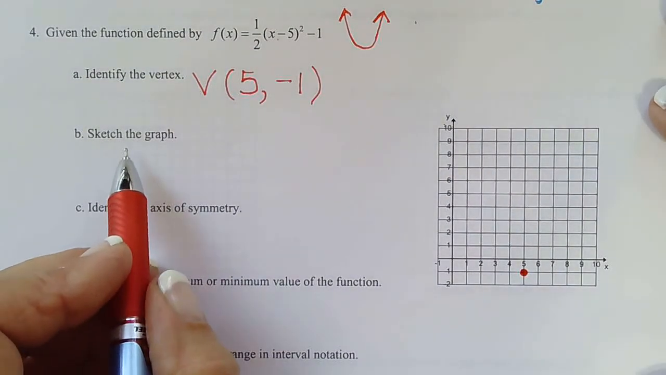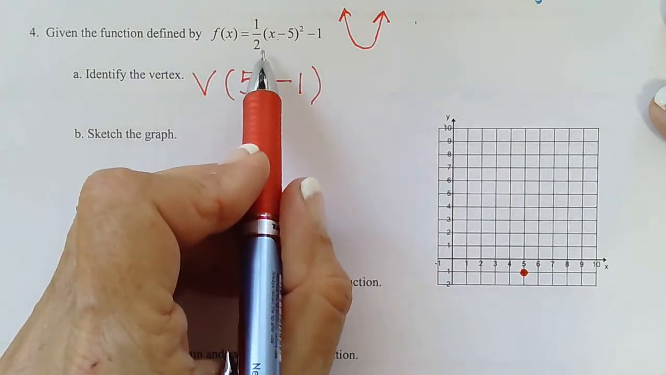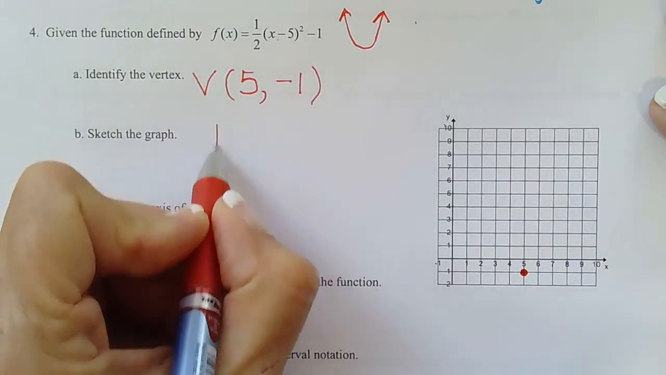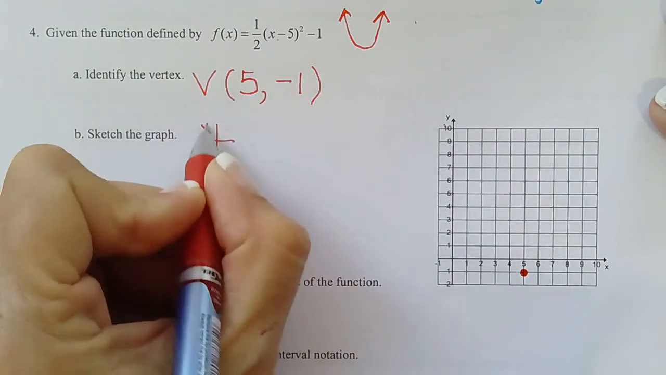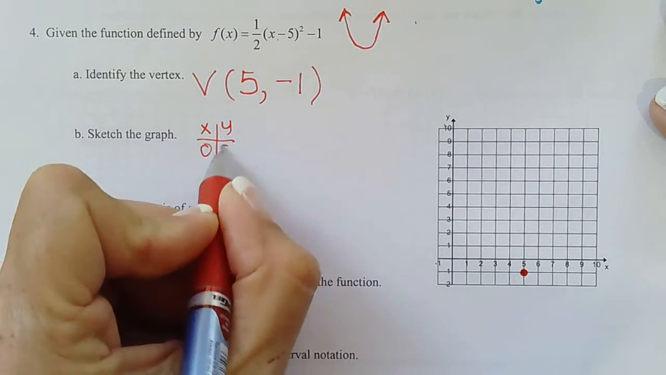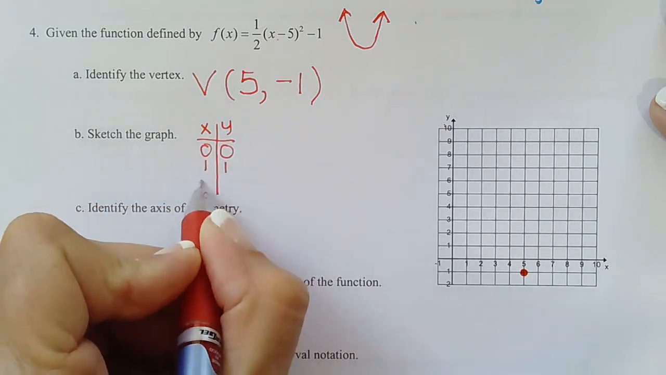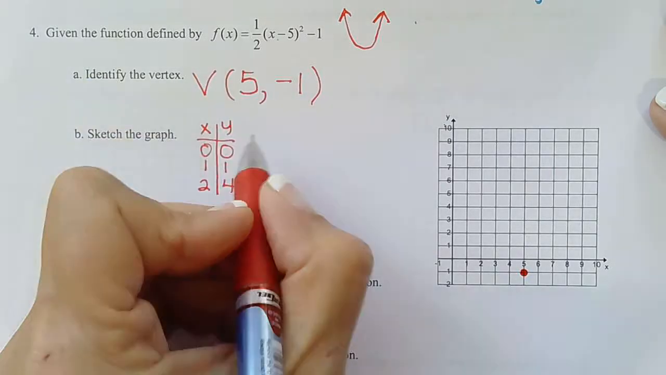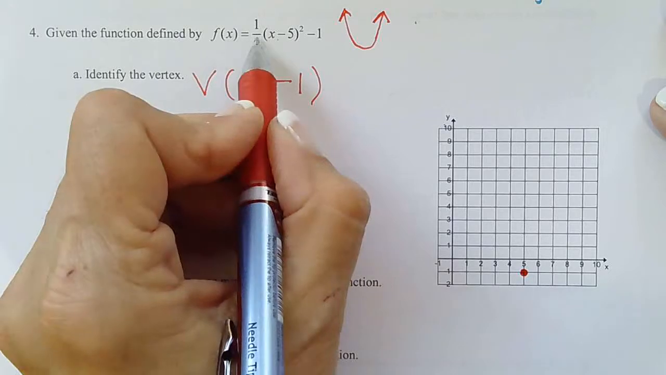Sketch the graph. So I see that there's a number in front. It's 1/2. So when I go to sketch it, I take my mother function, 0, 0, 1, 1, 2, 4, and I need to multiply each y by 1/2.